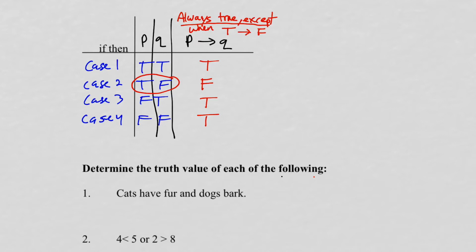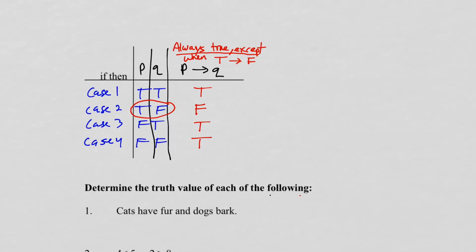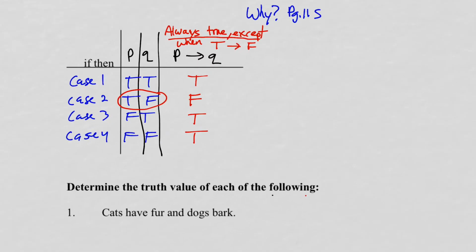So the book has a pretty good explanation of why. So if you want to know why this is the case, where it's always true except for the true false, if you go to page 115, you will read a scenario where the premise is getting an A and the conclusion is someone buys a car for you. So anyways, read that and you can see why that is the only case that is false, okay?